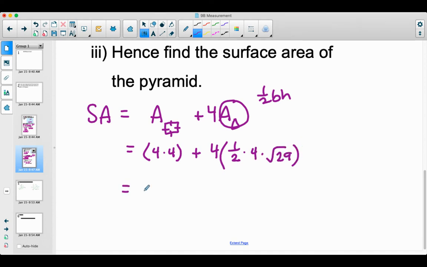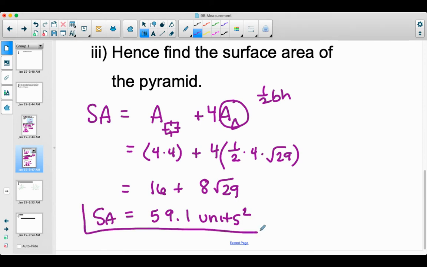And then when I calculate that, I get 16 plus 8 square root of 29. That would be the exact answer because you can't go any further. If you take it further, because it doesn't tell us to do exact, I can go to 3 sig fig, and that ends up giving me 59.1 units squared. So that is your surface area of the pyramid that was given to us.